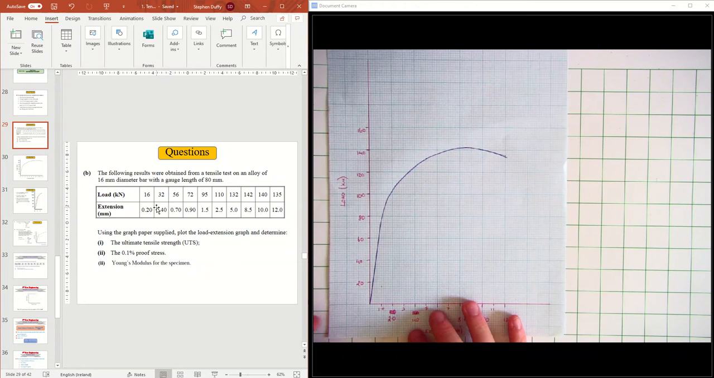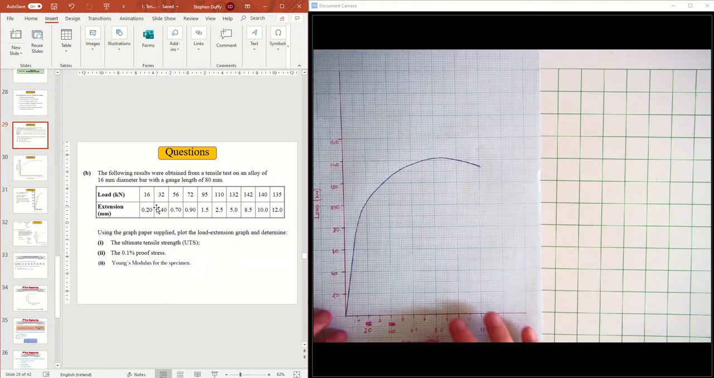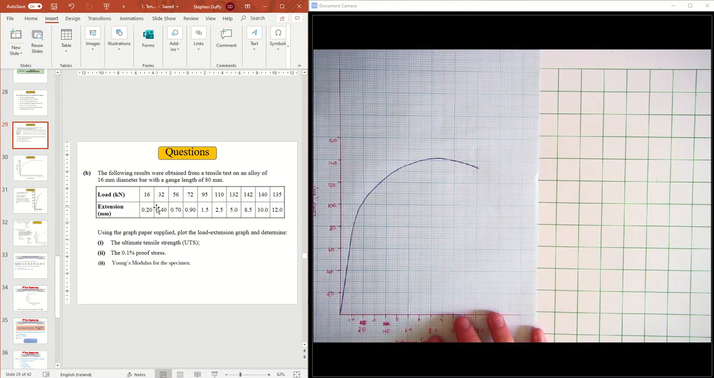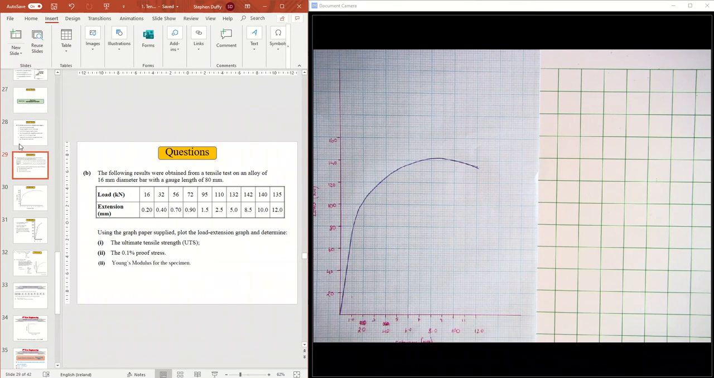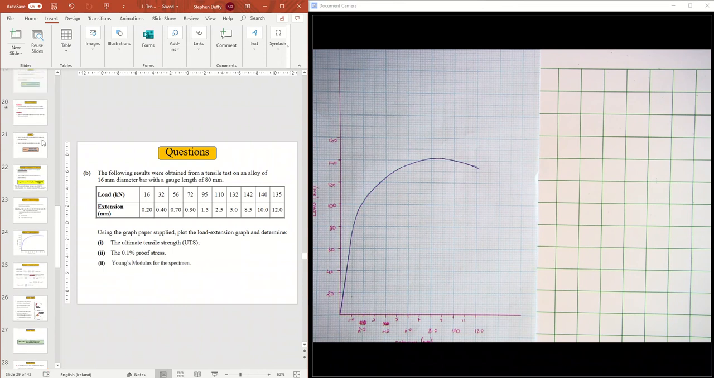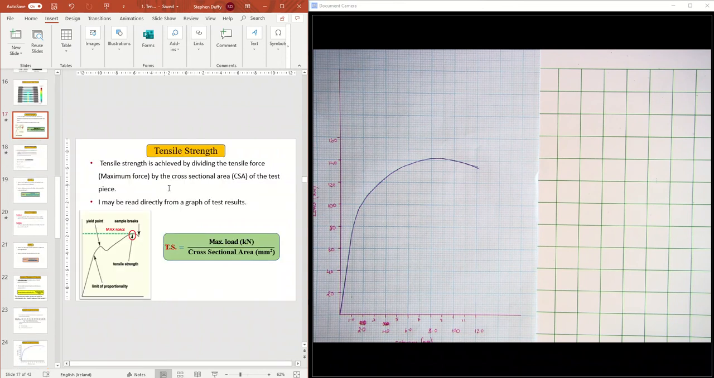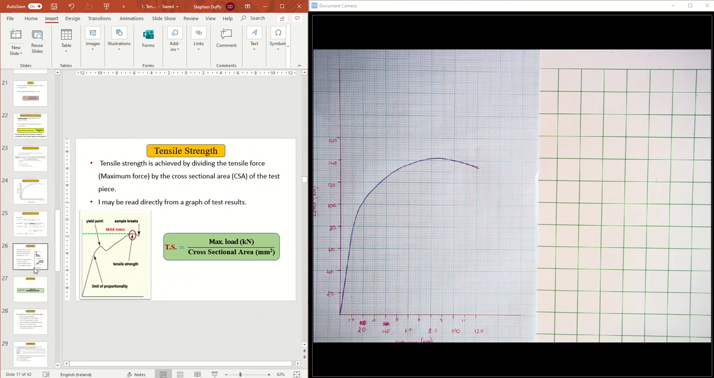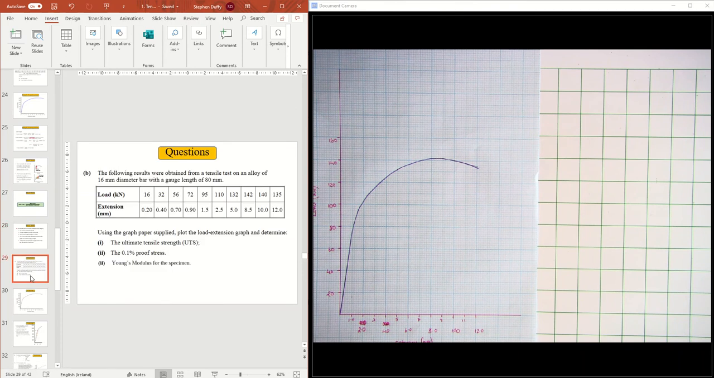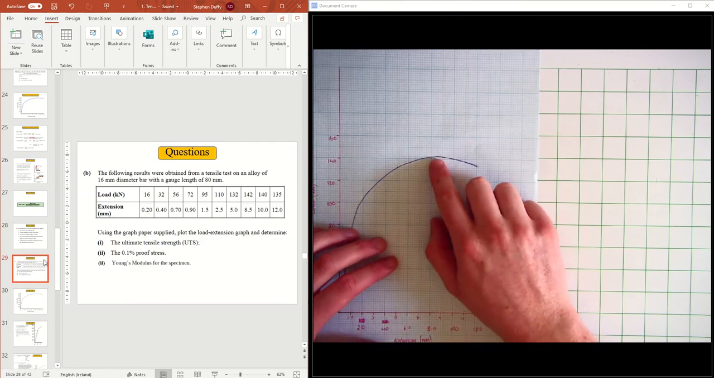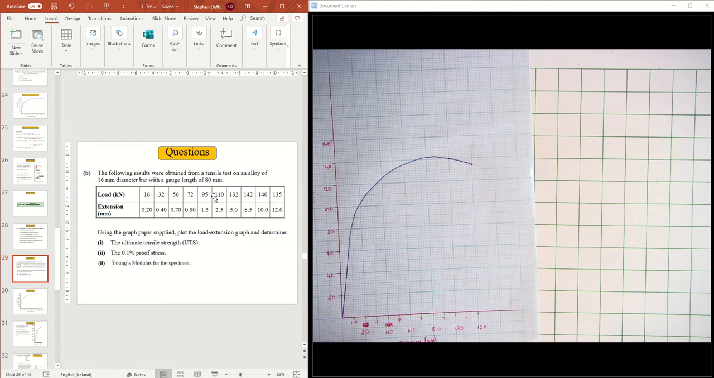Now, the first thing on this question is calculating the ultimate tensile strength, or the UTS, for the diagram. So what is the ultimate tensile strength? We defined earlier that the ultimate tensile strength was the max load over the cross-sectional area, and the max load is always going to be the very highest point on your graph. If we go back to the question, we can see that the max load on my graph was this point, and if I look at that on the table, it was 142 kilonewtons. So the max load was 142 kilonewtons.